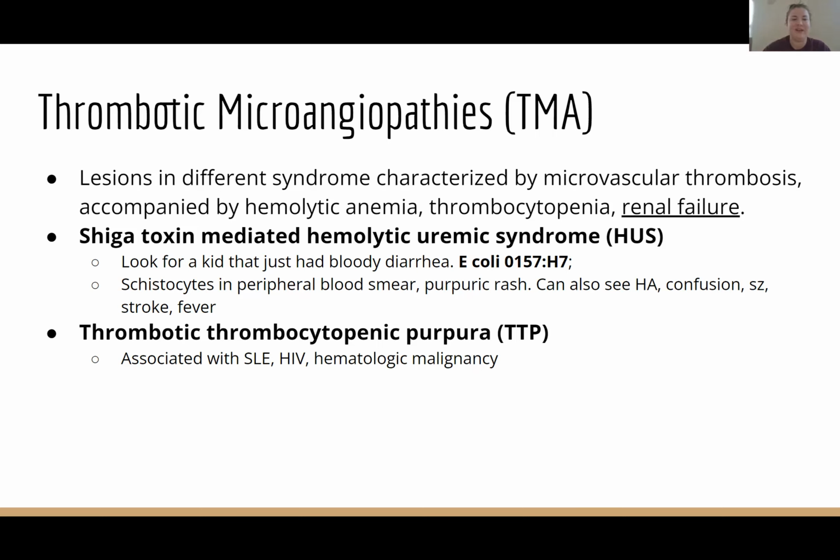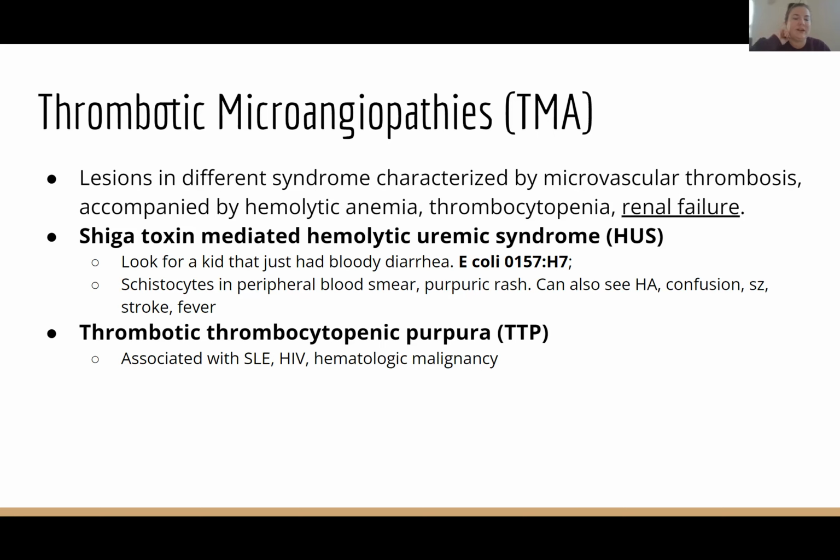But Shiga toxin mediated hemolytic uremic syndrome. Look for a kid that just recovered from a bout of bloody diarrhea. Why did the kid have bloody diarrhea? This E. coli O157:H7. That is what is going to cause the bloody diarrhea. Then they can get this hemolytic uremic syndrome. So a kid comes in, had bloody diarrhea, now has renal symptoms. What was the causative agent? Something like that.